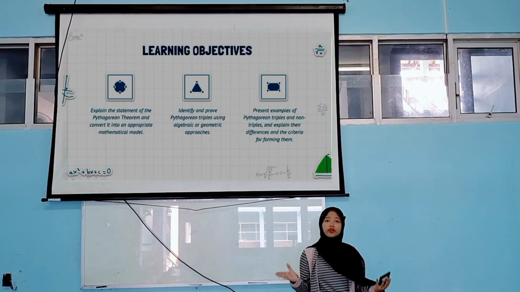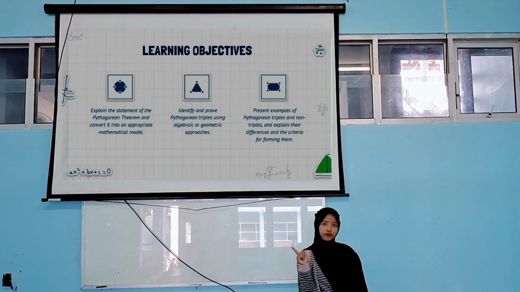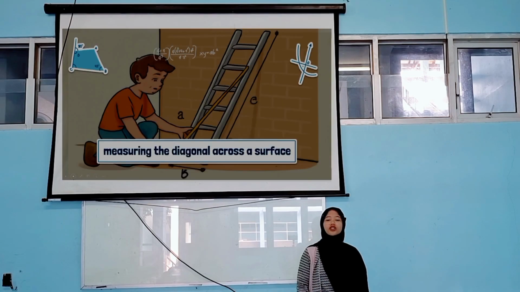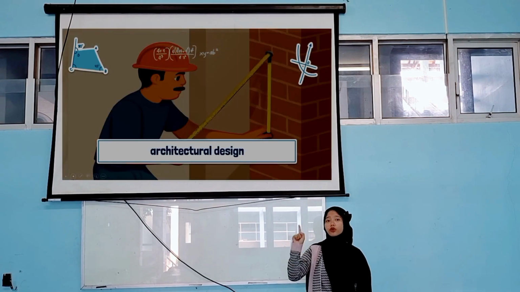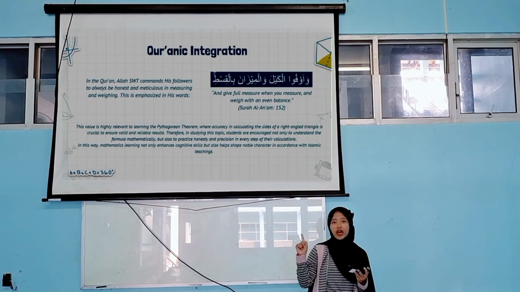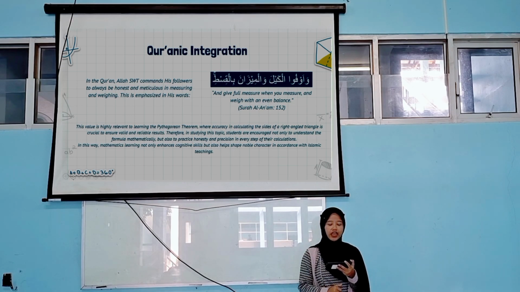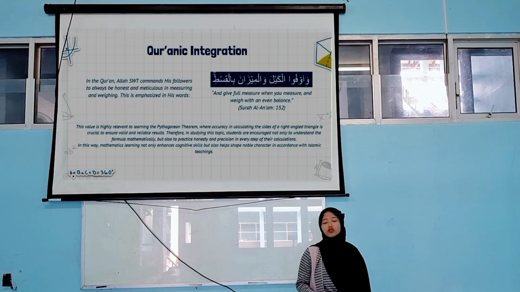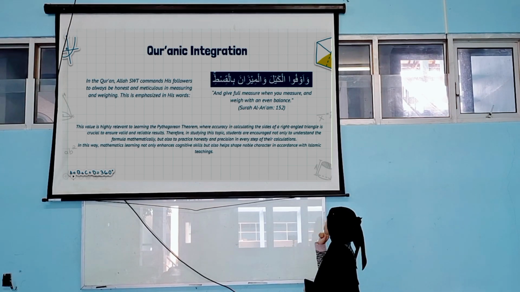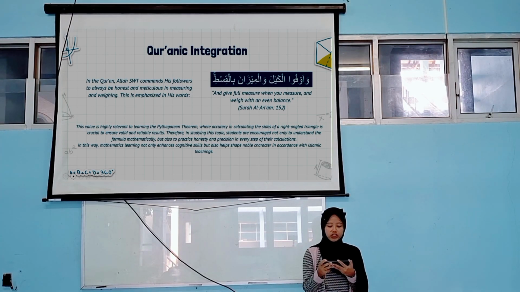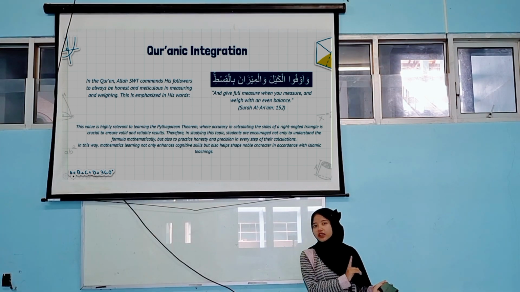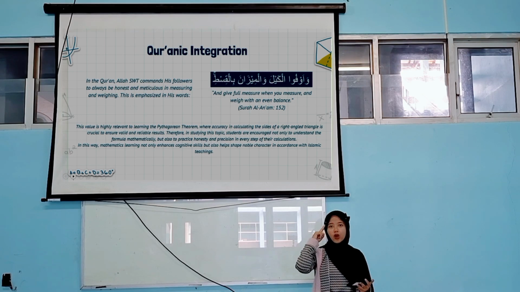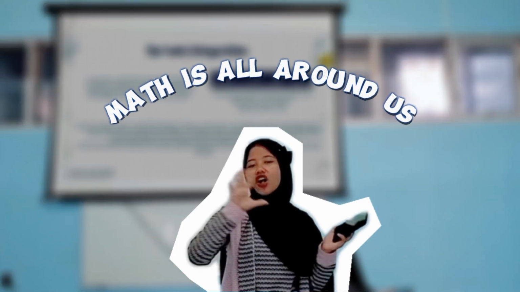Have you ever noticed the Pythagorean theorem in real life? It is everywhere, on staircases, in roof design, and even in Quranic values about precision and honesty in measurement. As Allah Subhanahu wa Ta'ala says in Surah Al-An'am, verse 152, "And give full measure when you measure and weigh with an even balance." So, when we learn math, we're not just using our brains, we're building our character too. Wow, math is truly all around us.